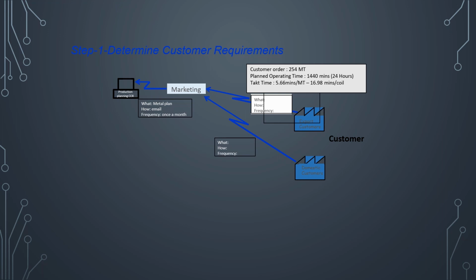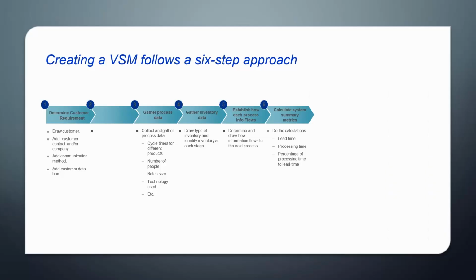The production planning team now calculates the target time, which represents the available production time divided by the customer demand, which is 5.66 minutes per metric ton. Now production planning communicates the information to the suppliers such as the refinery and adds supplier data to the data box. The second step is to draw each process and data boxes in order of process flow.